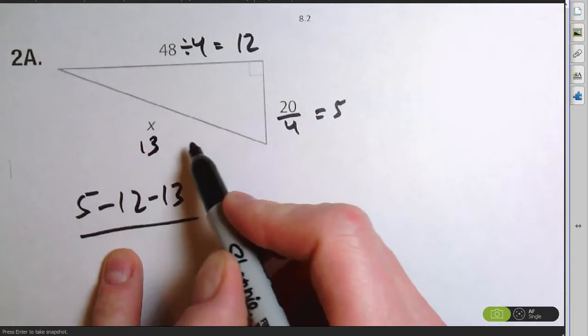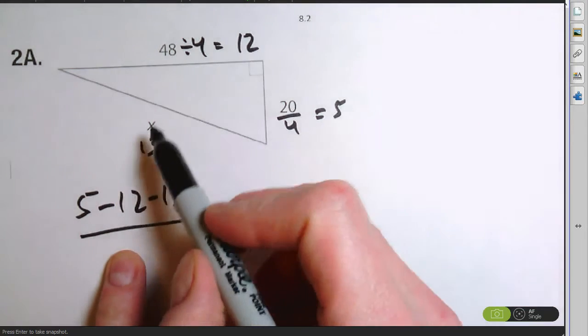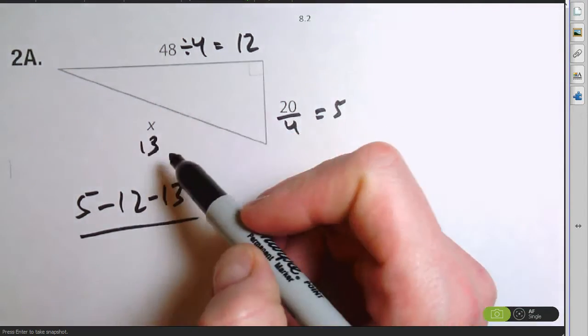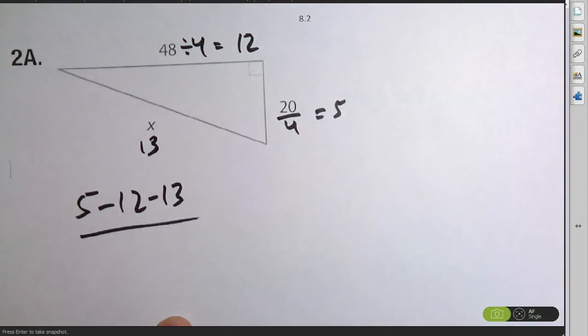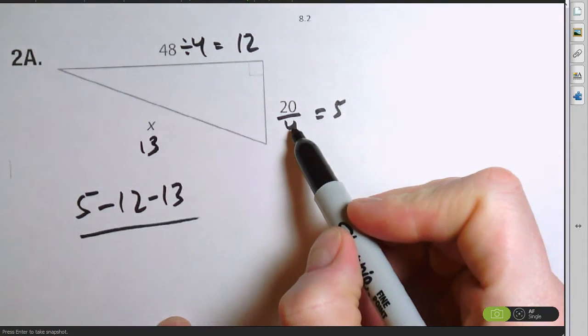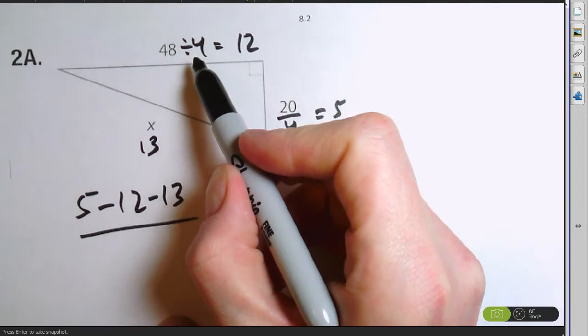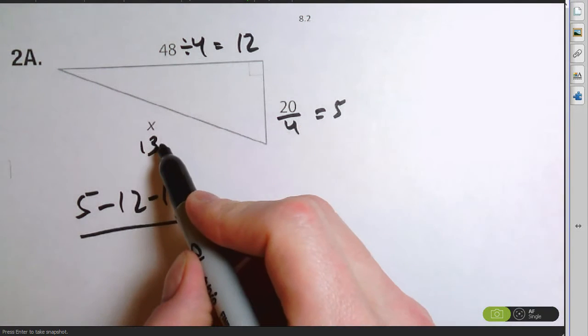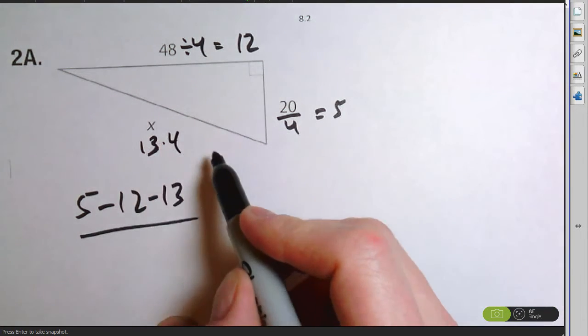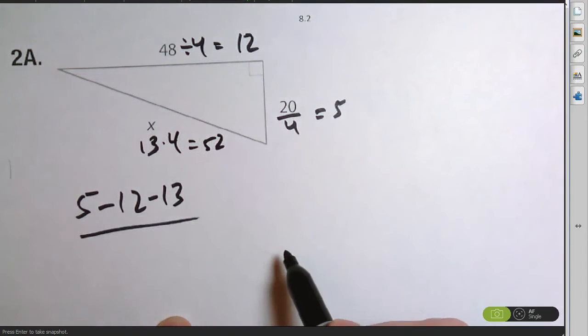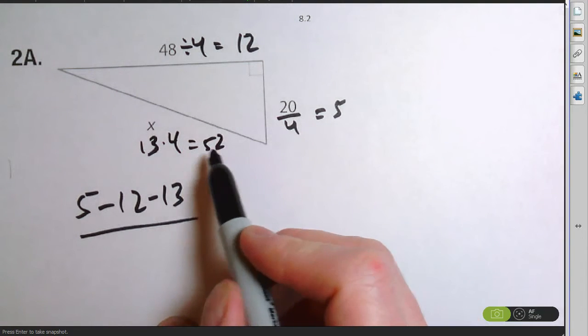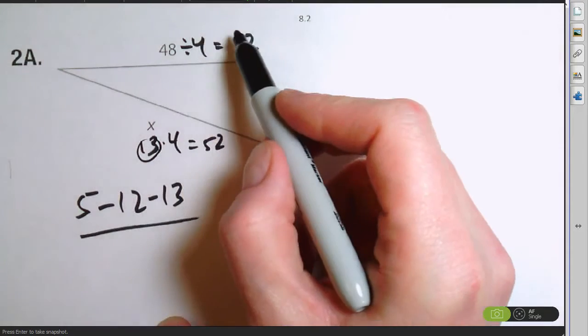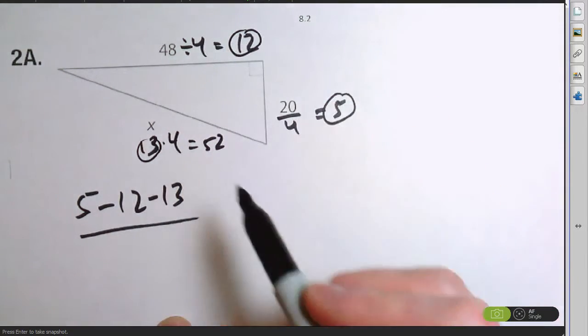But here's the real trick to this. It's not really 13. First of all, 13 is less than 48. That's smaller, and the hypotenuse can't be smaller. But secondly, to get to these numbers, I had to divide by 4 and divide by 4. So to get to x, I'll have to multiply by 4, which is the opposite of that, which is 52. That's because 52 over 4 is 13, and it matches our 5, 12, 13 triple.